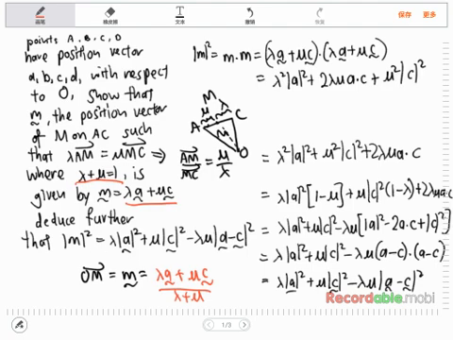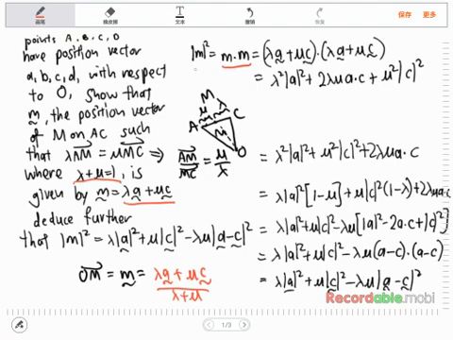Realize, for dot product properties, m dot m equals mod m square is a formula. Of course you can prove it, but I'm not going to prove it here. It is one of the formulas: a dot a equals mod a square, so m dot m equals mod m square, right? Then m equals lambda a plus mu c, so I replace it with the dot product of lambda a plus mu c, right?